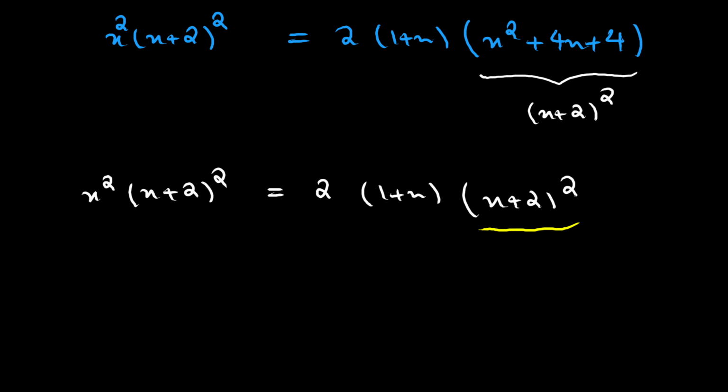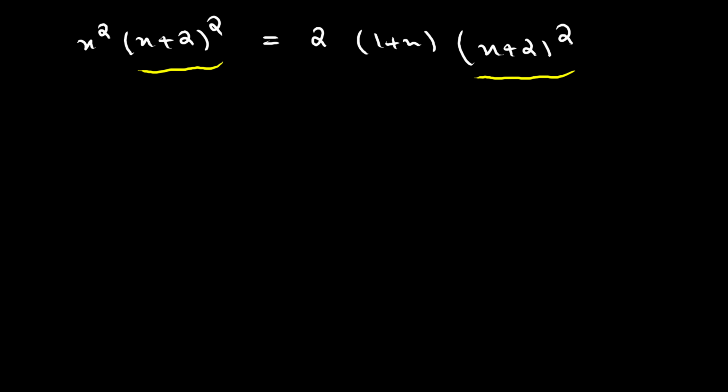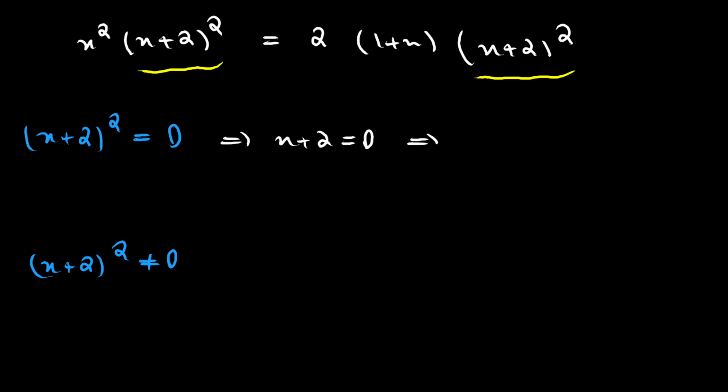So we have this object on both sides of the equation. And based on this, we can say that we have 2 scenarios. One that (x plus 2) all squared is equal to 0, and one that (x plus 2) all squared is not equal to 0. So once this is equal to 0, we can say that x plus 2 is equal to 0, and therefore x is equal to negative 2. So this is one of the solutions of our equation. And once (x plus 2) all squared is not equal to 0, we can divide both sides by this expression, and we will have x squared equals 2 times (1 plus x).